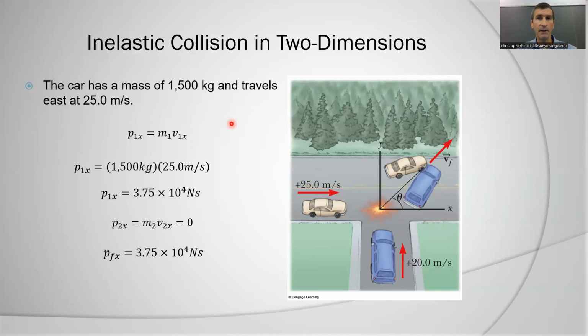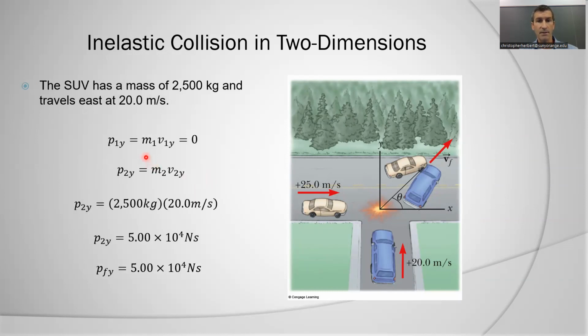So once again, we look at our initial conditions to see what is happening before. Again, this is a very convenient way of doing this because the car only has x momentum and the SUV is only going to have y momentum. So we calculate the car's momentum before, 3.7 times 10 to the 4 Newton seconds of momentum, again, going in the x direction. Okay, that's 1,500 times 25 meters per second. Now we look at the y momentum of the SUV.